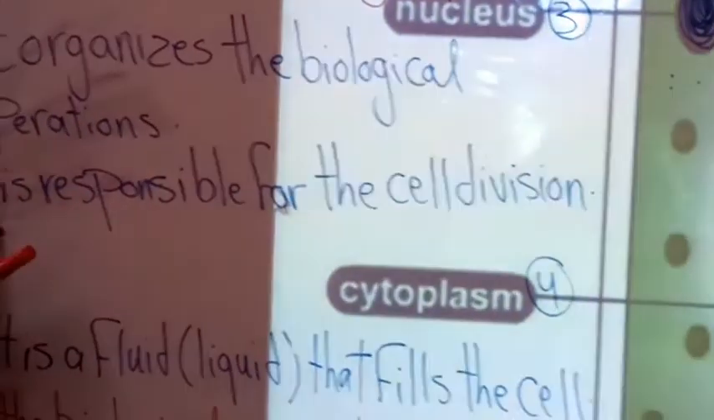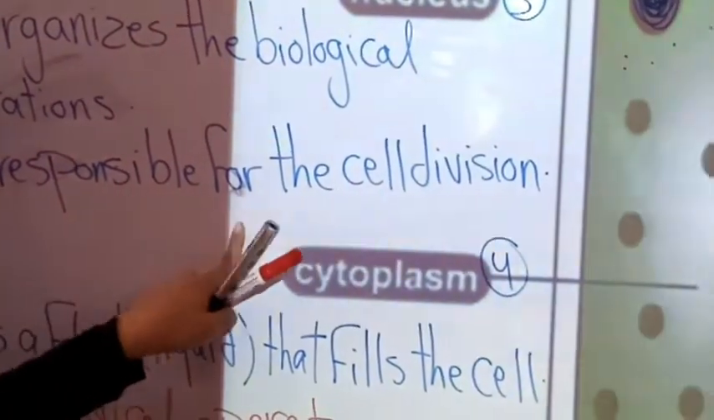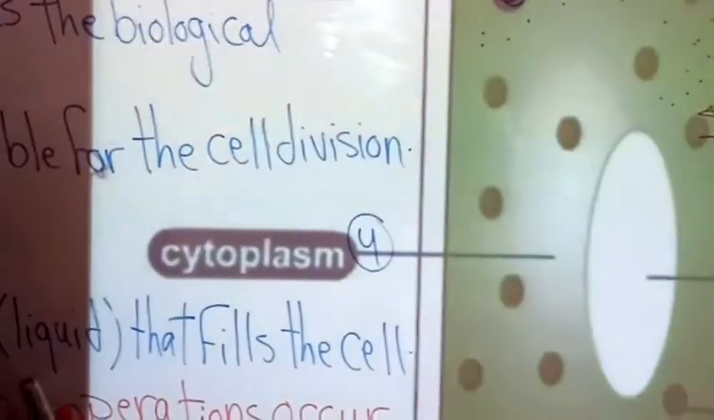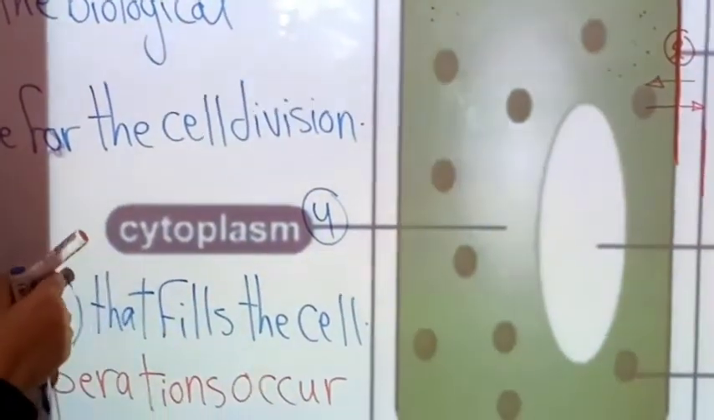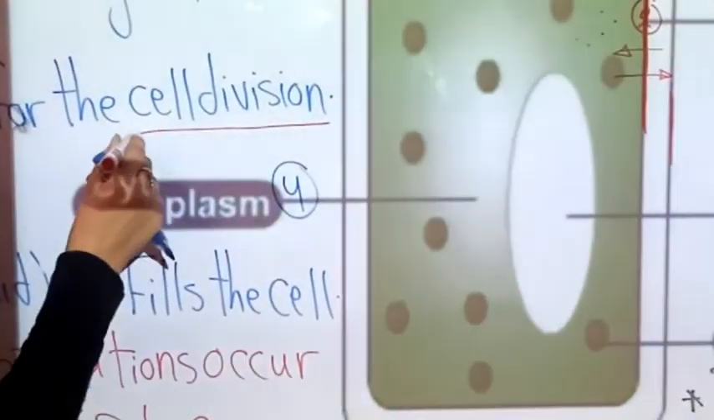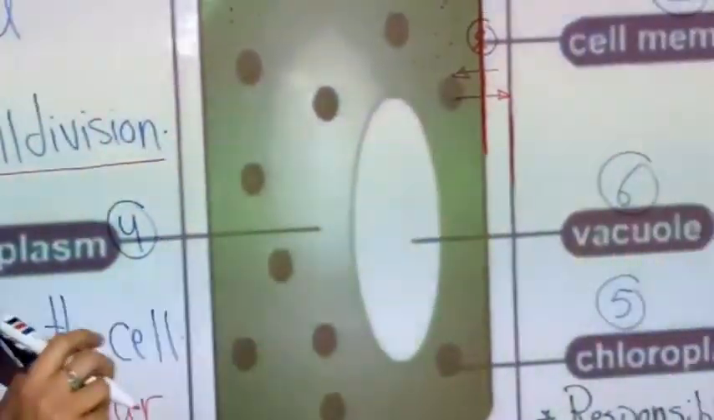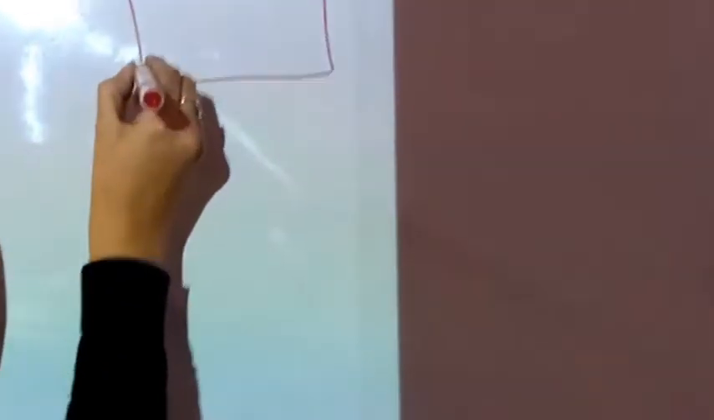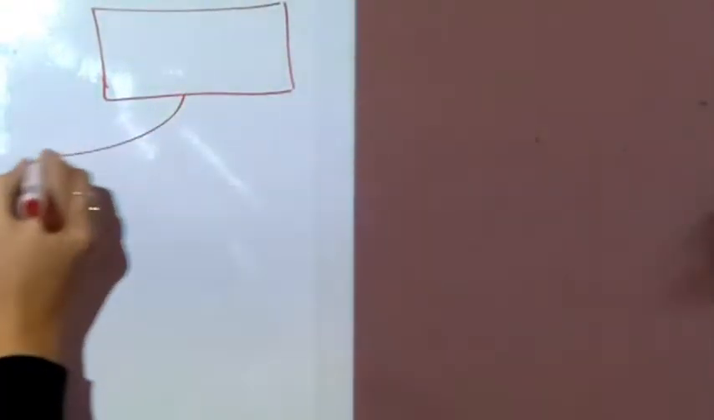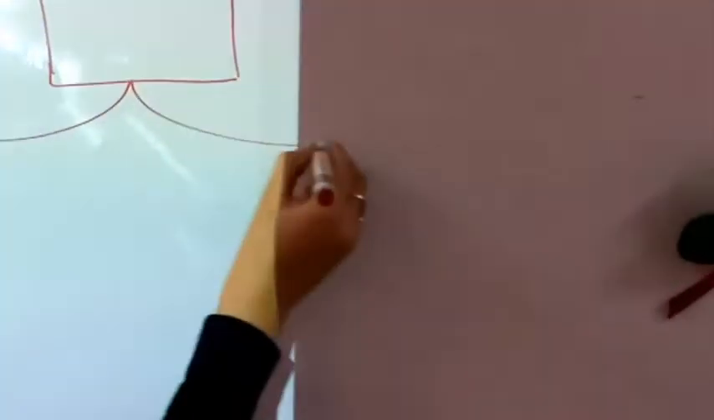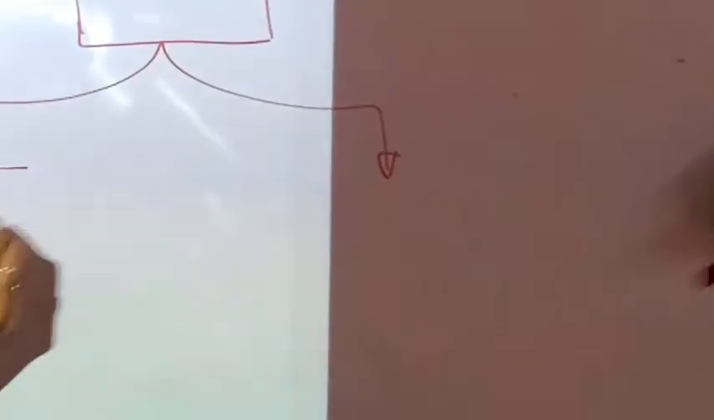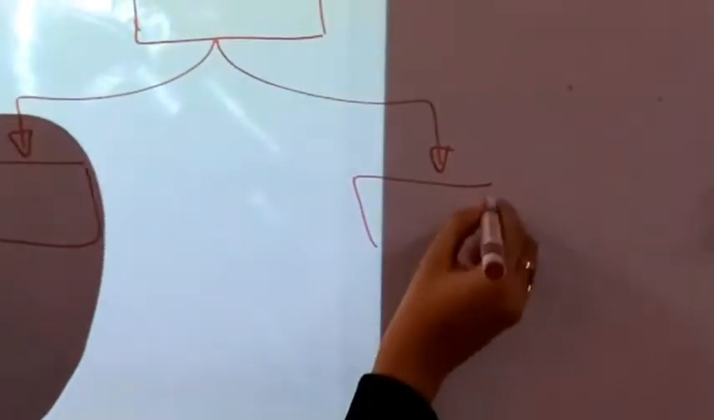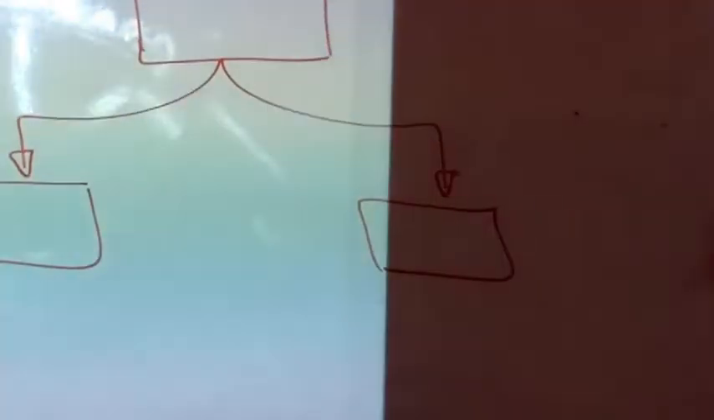Number 2, it's responsible for cell division. What is the meaning of cell division? Cell division means if I have one cell, this cell divides into 2 cells, like the original cell.